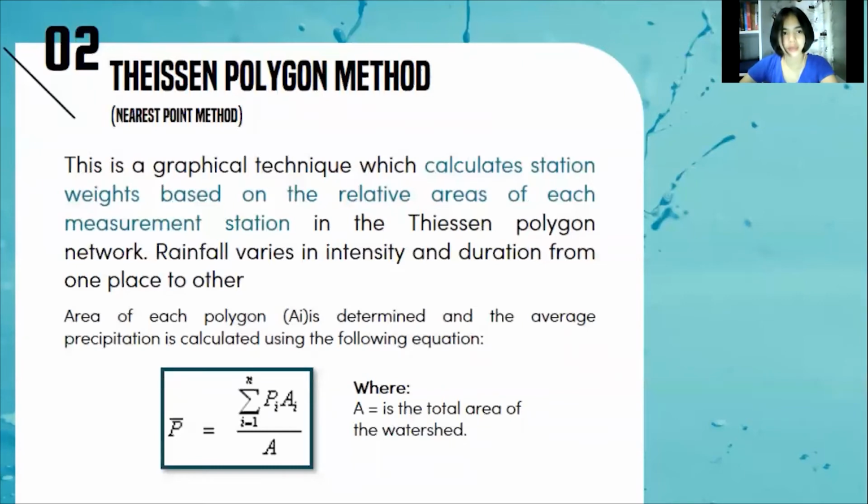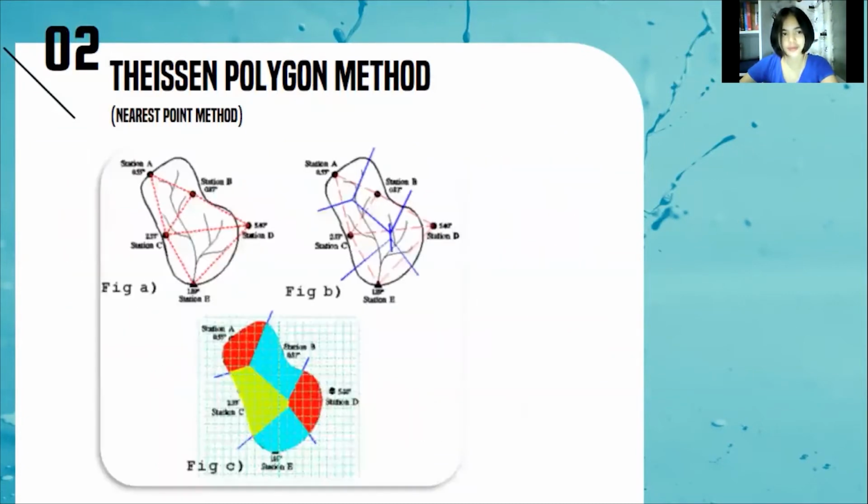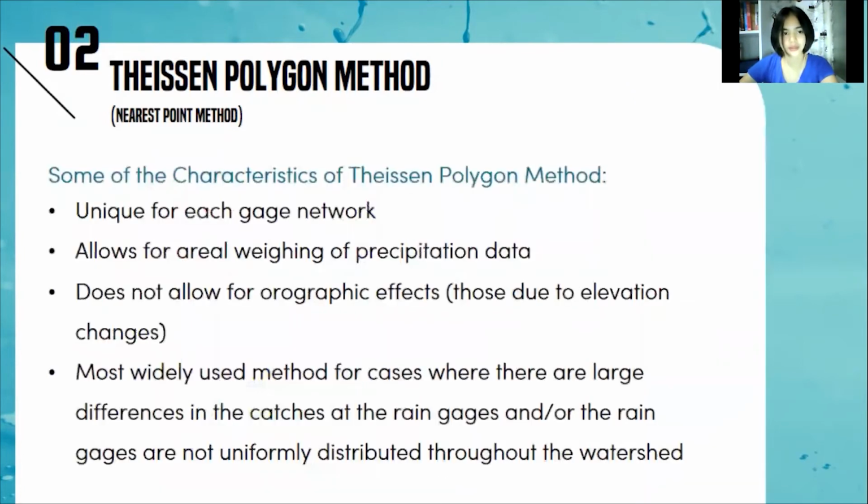And the second is the Thiessen polygon method. This is a graphical technique which calculates station weights based on the relative areas of each measurement station in the Thiessen polygon network. Since the rainfall varies in intensity and duration from one place to another, the area of each polygon, which is Ai, is determined and the average precipitation is calculated using the following equation, where A is the total area of the watershed. So this is the diagram being used in the Thiessen polygon method.